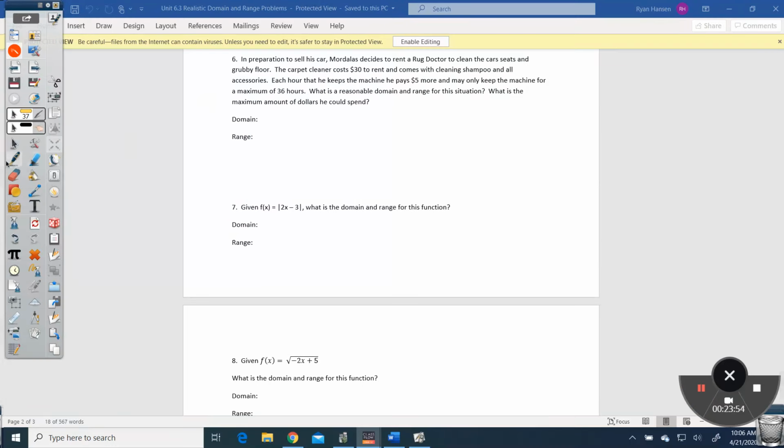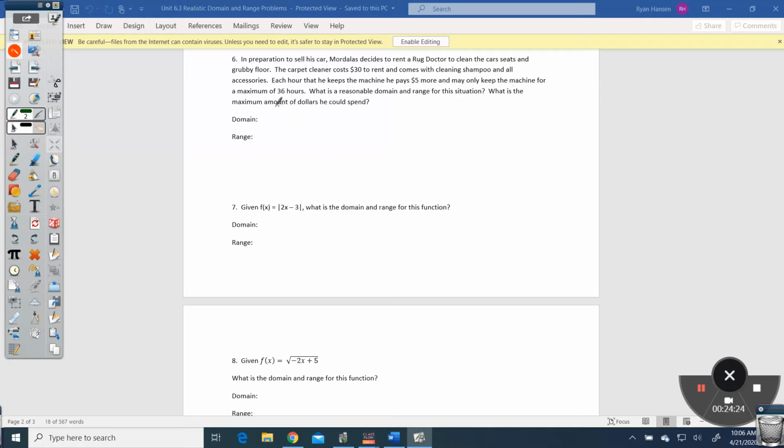So question number 6 says, in preparation to sell his car, Mordalis decides to rent a Rug Doctor to clean the car's seats and grubby floor. The carpet cleaner costs $30 to rent and comes with cleaning shampoo and all accessories. Each hour that he keeps the machine, he pays $5 more and may only keep the machine for a maximum of 36 hours. What is a reasonable domain and range for this situation? What is the maximum amount of dollars he could spend?